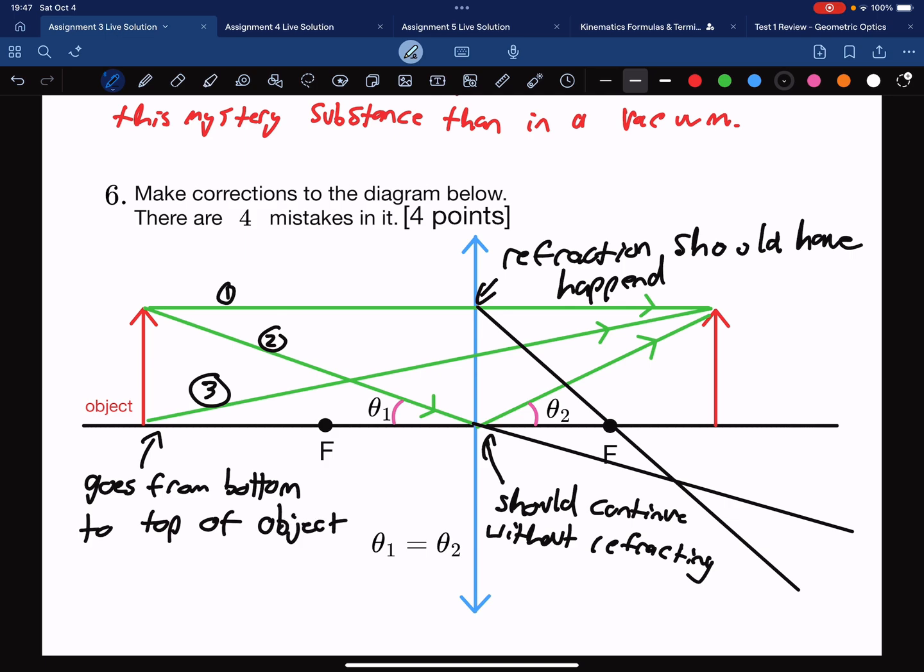And you could have said one of 2 other things. I guess technically there's 5 mistakes. You could have drawn in a new image over here and said that this was the 4th mistake. So proper image location.